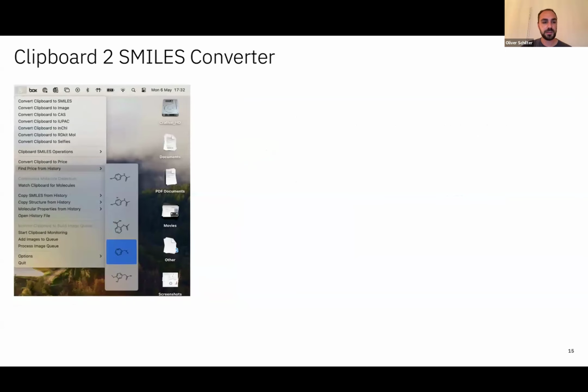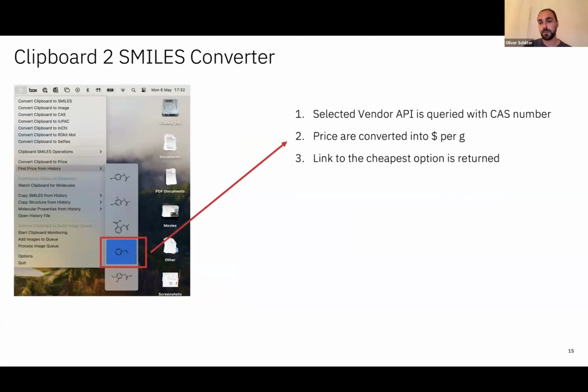Then the next functionality is finding prices from history, which is done by querying vendors' APIs. Currently supported are Sigma-Aldrich and Chemie Brunschwig. Chemie Brunschwig is a Swiss chemicals vendor, so we focus on this because we order there a lot. It queries with a CAS number, then the price is converted into dollars per gram, and the link to the cheapest option is returned into the clipboard.